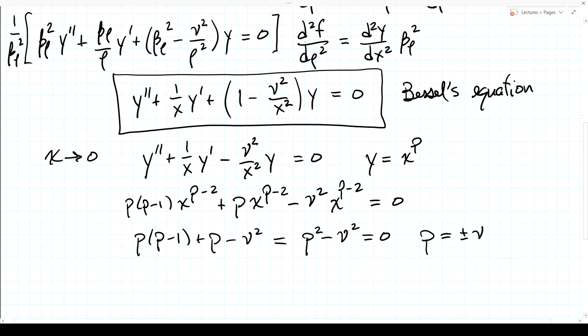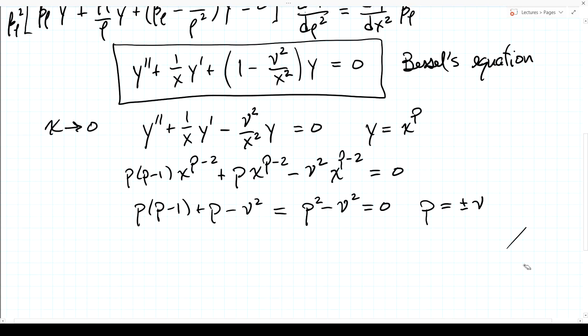So we see that for nu not equal to 0, it seems that there are two solutions that we would get because it's a second order differential equation. So we should get two linearly independent solutions. It seems that one would vary as x to the nu and the other would vary as x to the minus nu. Of course, if nu is a positive real number, this one would go to 0 at x equals 0, and this one would blow up, have a singularity. And we'll see that that is indeed the case.